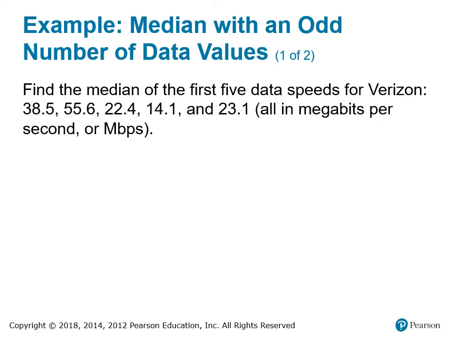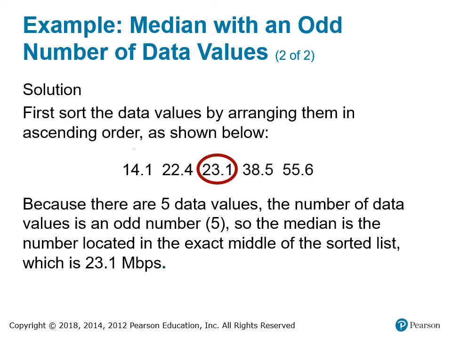So here's an example. Again, back to the Verizon data speeds. Here we have these 5 speeds that we need to talk about. We have to first arrange them in order. So if we arrange them in order from lowest to highest, we see this order here. Since there are an odd number of data values, there is one value right here that sits in the middle. And that right there would be my median. So, fairly simple. Because it's an odd number, there is always going to be one middle data value. So 23.1 megabits per second is my median.